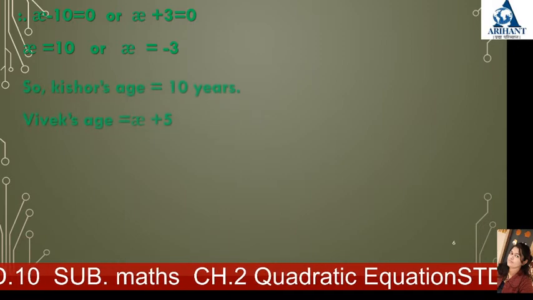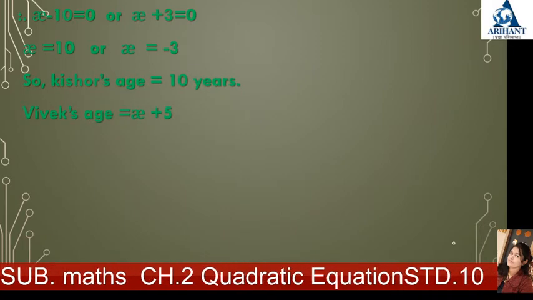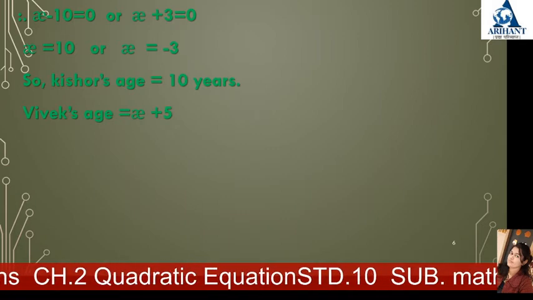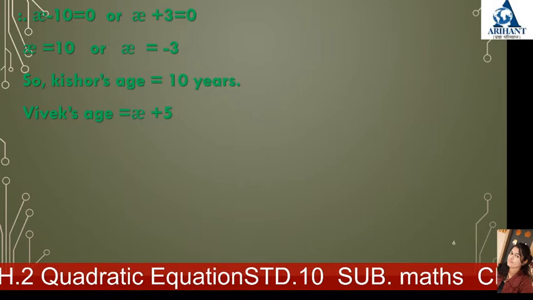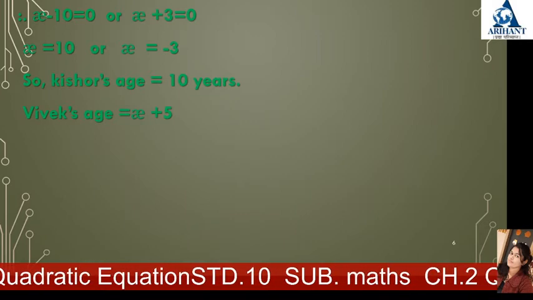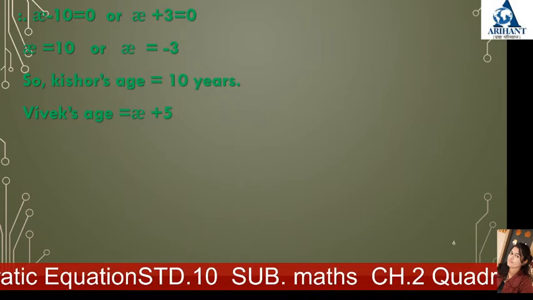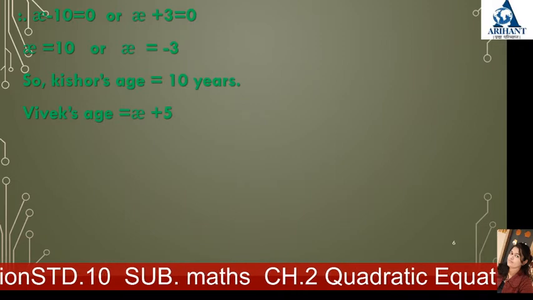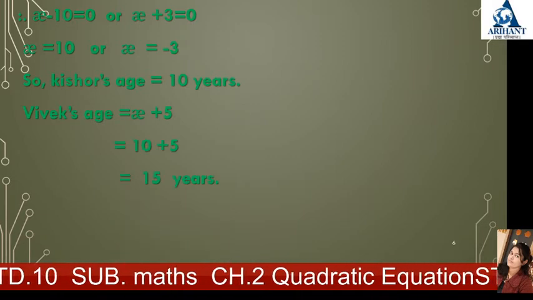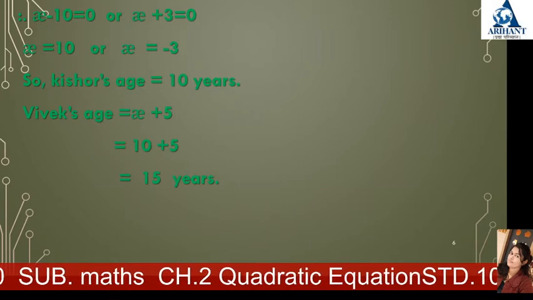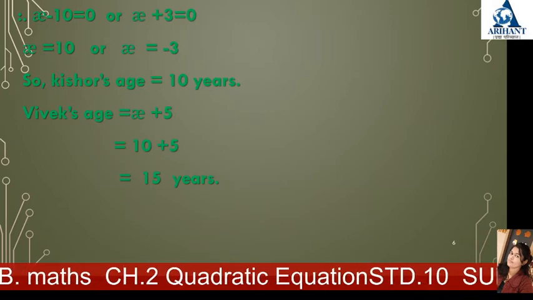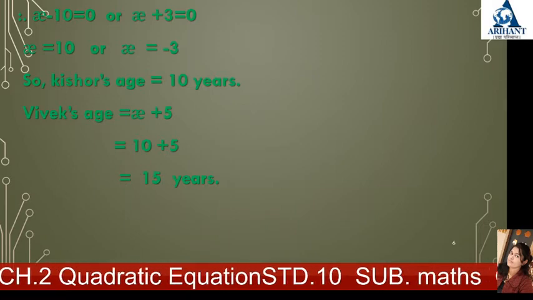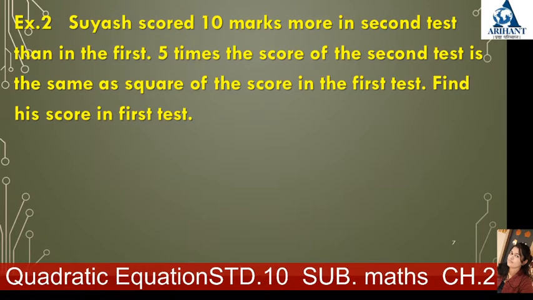But we know age is not in the negative, so Kishore's age should be 10 years, and Vivek's age is x plus 5, we know. So x is 10. So 10 plus 5 is equal to 15 years. Understood? I think everyone understood. So let's move to the next example.